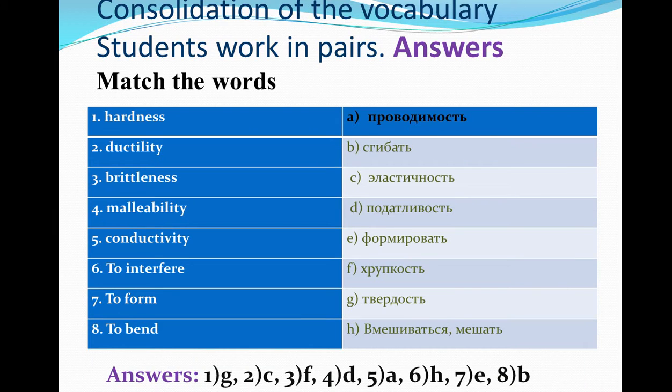Next slide. Here are the answers. You can check your answers.